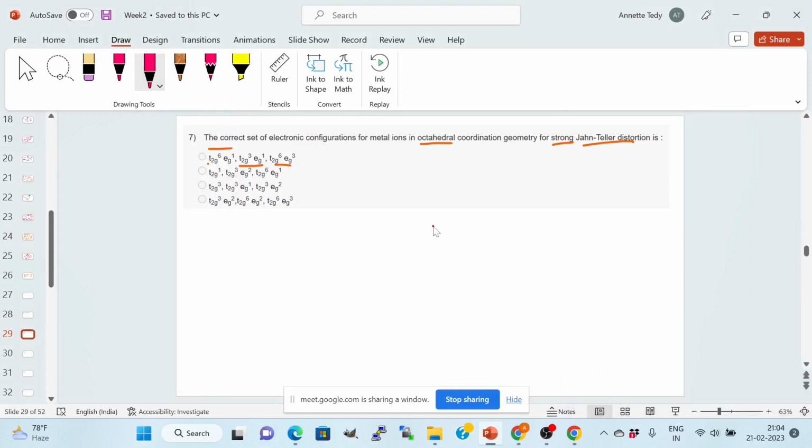No. Half filled and fully filled will not take part in Jahn-Teller distortion. At least one vacancy should be there. So as I said, option A is the right answer, because see, t2g6 eg1. Here we are looking at strong, right? Strong means it should be in eg. So this part is right.